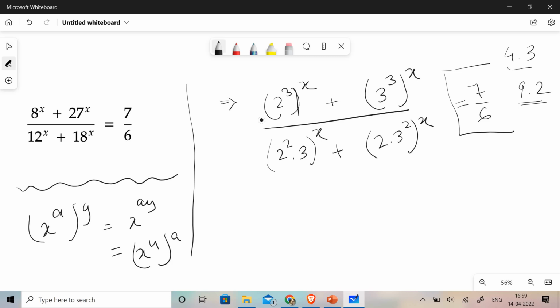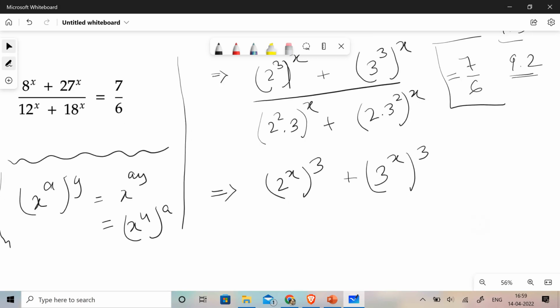We would do something very similar with this side, where I write 2 to the power x, whole cube. If I simplify 2 to the power 3, whole to the power x, it would become 2 to the power 3x, and then put the x here, and write 2 to the power x, whole cube, just similar to what I have done on the left hand side. And similarly, I can write it as 3 to the power x, whole cube. Okay, so this is for the numerator.